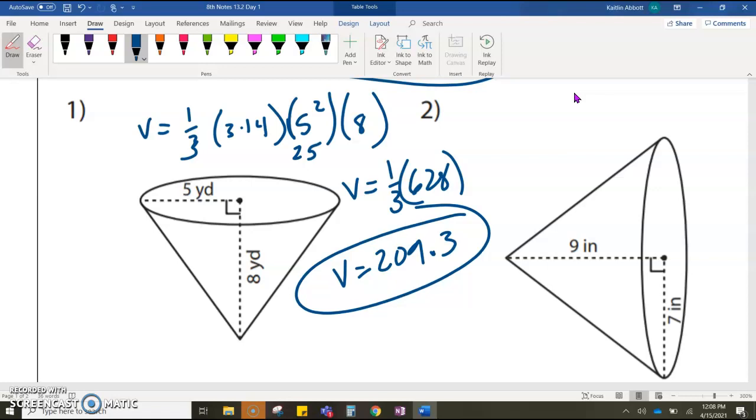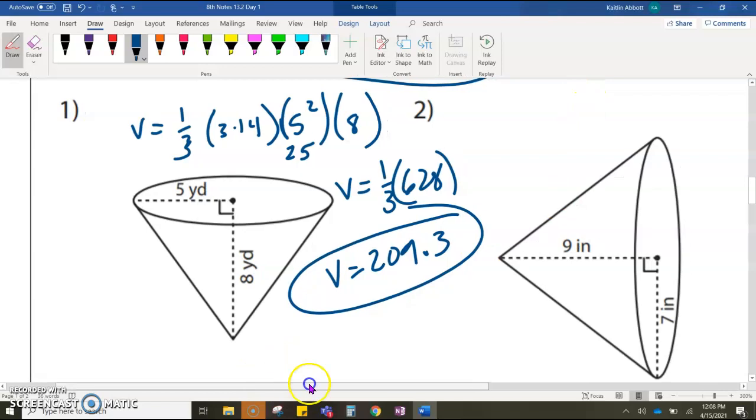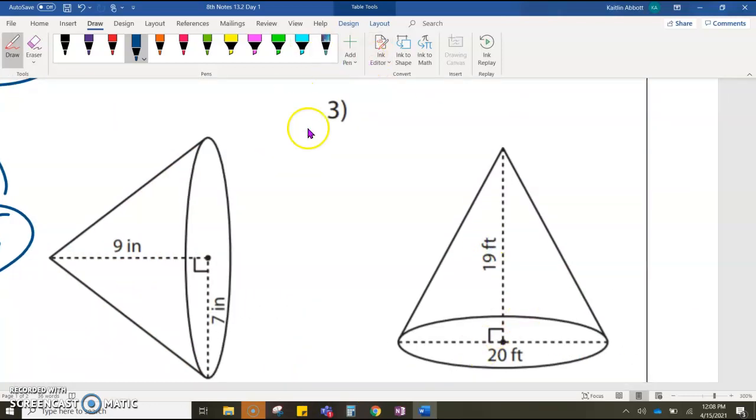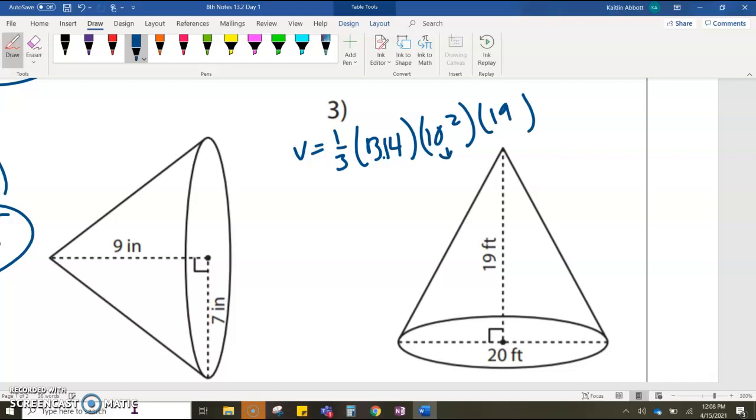All right, hopefully this is making sense. I'm going to fit one more in here. Okay, so we got this guy. Let's do another diameter one. Okay, so I need volume equals 1/3 times pi, so 3.14, times radius. Do I have a radius or diameter? I have a diameter, so I need to cut this in half. So half of 20 is 10. So we've got 10 squared times the height, which is 19. And I know 10 times 10 is 100.